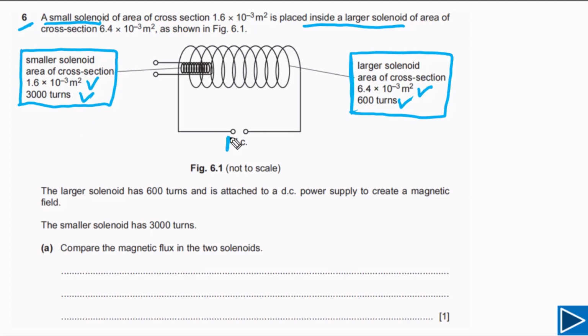It is also given that the larger solenoid is connected with a DC power supply. As it is connected with a DC power supply, it means that the magnetic field density, or simply B, is uniform inside the larger solenoid. So B is uniform and B is constant. It is constant because it is not changing with time, because the current is constant.